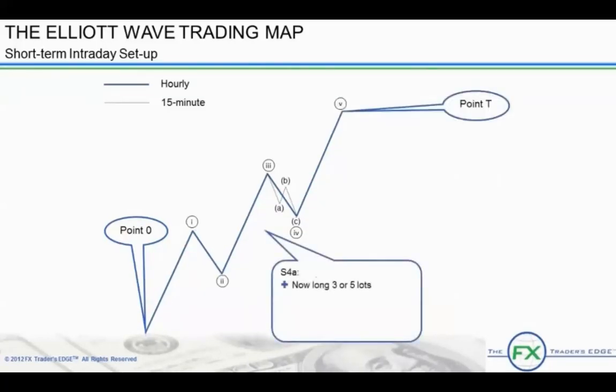At point S4A, we are now long either 3 or 5 lots, depending on our analysis and whether we bought 2 more lots. At this point, we set our stop loss, and the ideal stop loss is below the top of wave 1 circled. We know that if wave 4 circled trades below the top of wave 1 circled, then an Elliott wave rule has been broken, and it is likely that our position is wrong.